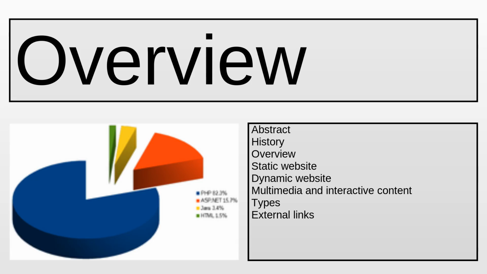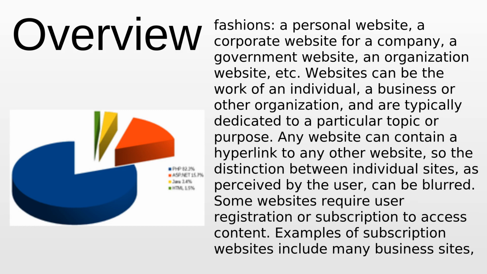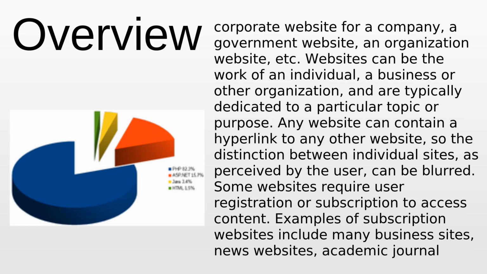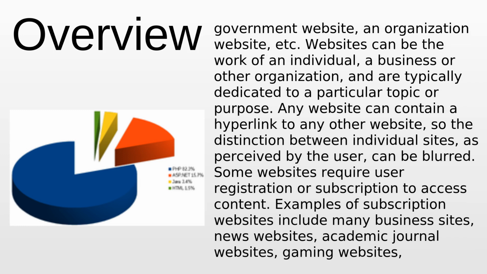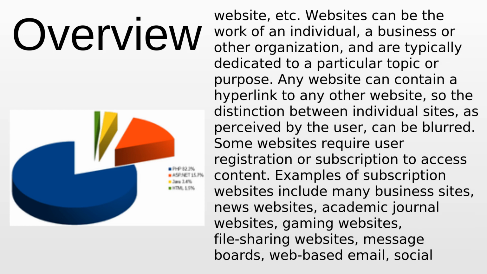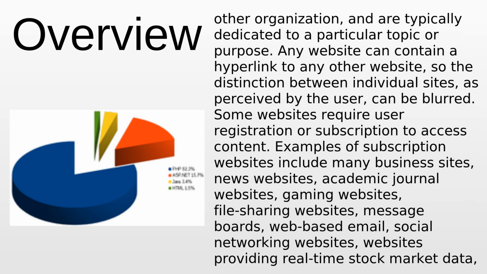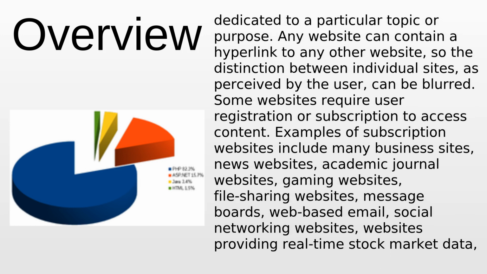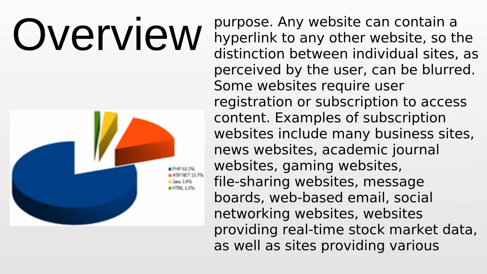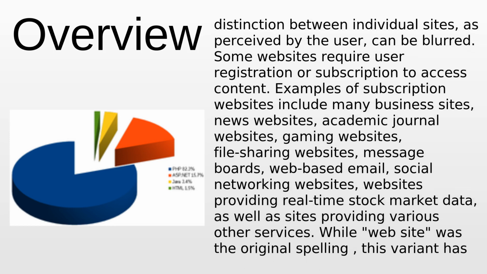Overview. Websites can be used in various fashions. A personal website, a corporate website for a company, a government website, an organization website, etc. Websites can be the work of an individual, a business or other organization, and are typically dedicated to a particular topic or purpose. Any website can contain a hyperlink to any other website, so the distinction between individual sites, as perceived by the user, can be blurred.